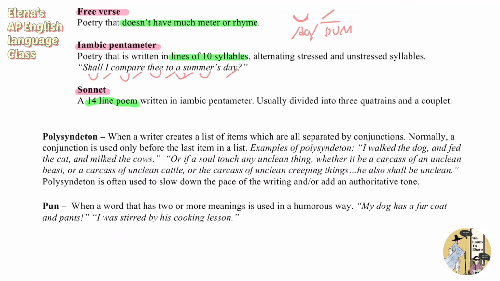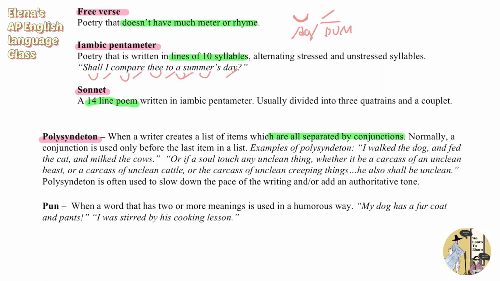Next, we're going to look at polysyndeton, which is when the writer creates a list of items which are all separated by conjunctions, okay? But normally, as we know, a conjunction is used only before the last item in the list, right? So if you have a list, you would say A, comma, B, comma, and C. You would only have your conjunction right before the last item. But polysyndeton, you have poly, right? Many. You use all conjunctions to separate all the items in the list.